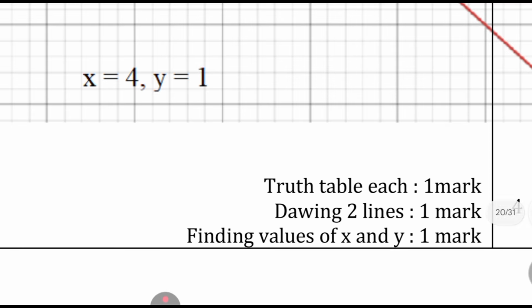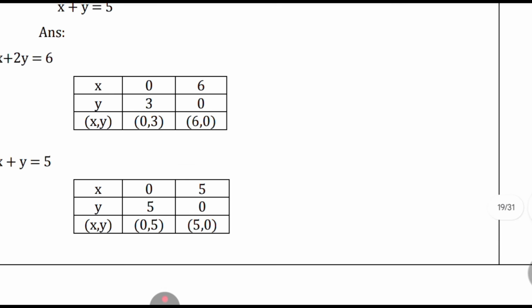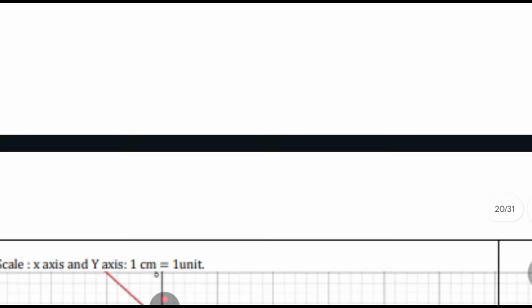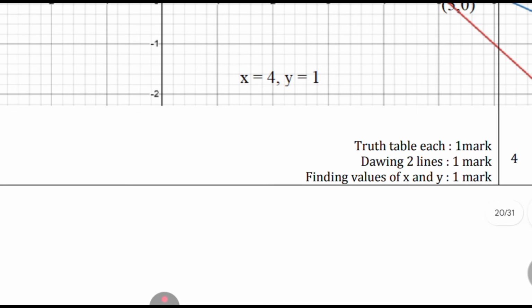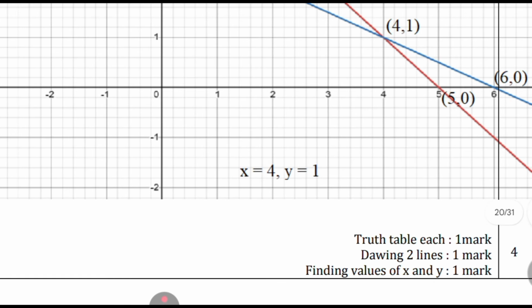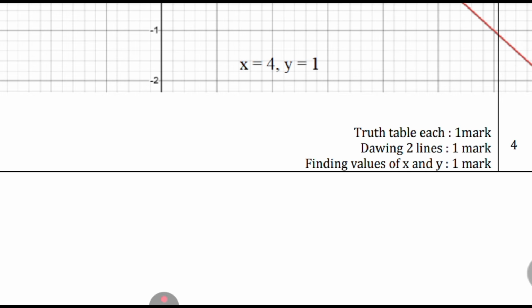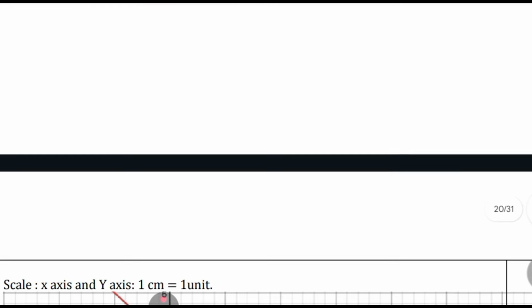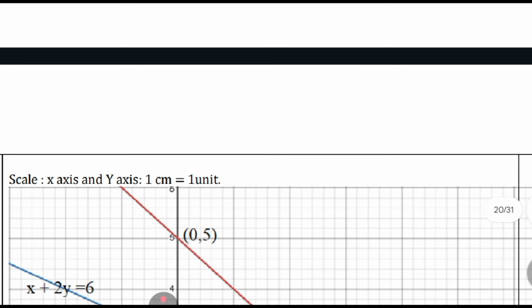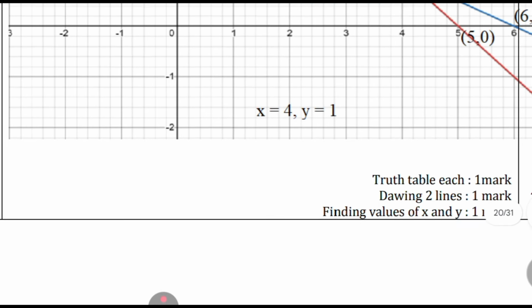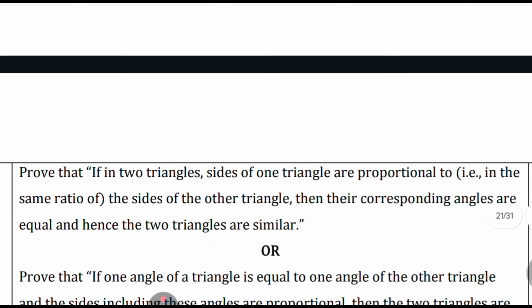Truth table means each mark will be provided for the table. Truth table means these tables. For drawing this table there will be 1 mark. Coming to the second, drawing 2 lines: you should plot these 2 lines by the equation using the graph points, that is 1 mark, and finding the values of x and y, that is 1 mark. So 1 mark is for plotting. So it's totally 4 marks.